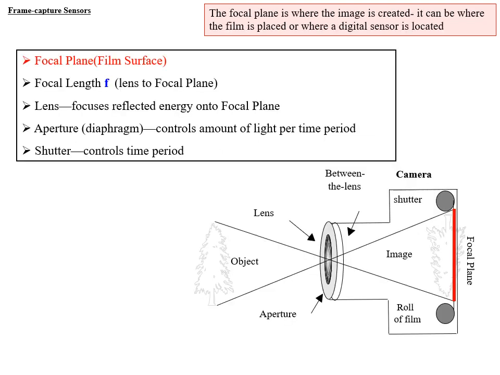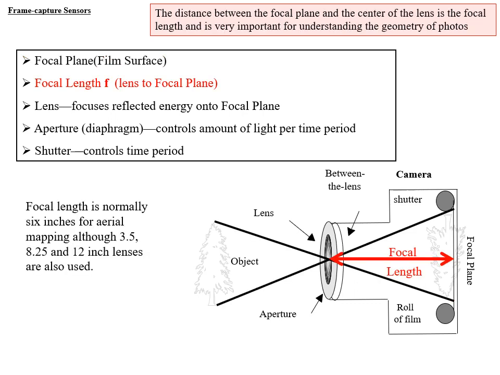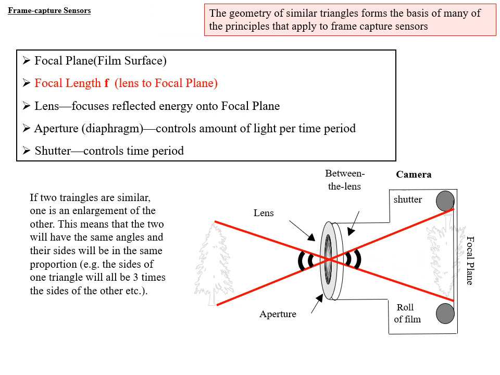Let's talk about parts of the camera that are important for this. We have the focal plane. That's where the film surface is. Focal length, or F, is the distance between the focal plane and the center of the lens. And focal length is normally 6 inches for aerial mapping, although 3.5, 8.25, and 12-inch focal lengths have also been used. The lens focuses light onto the focal plane, and this geometry is that of similar triangles.